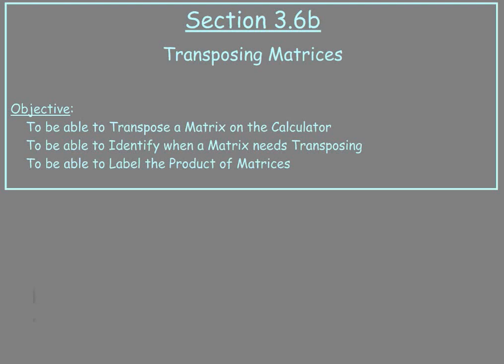Today we're going to look at section 3.6b, transposing matrices. Our objectives are to be able to transpose a matrix on a graphing calculator, to be able to identify when a matrix needs transposing, and to be able to label the product of matrices.